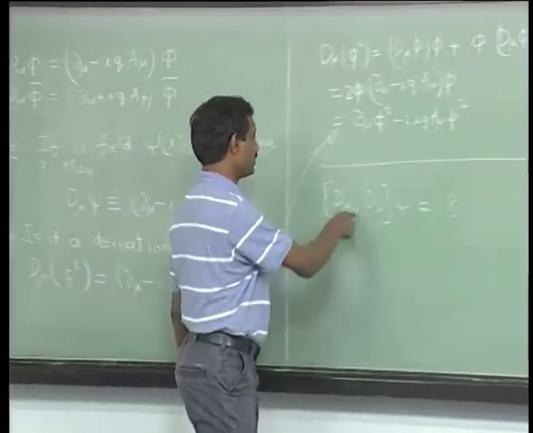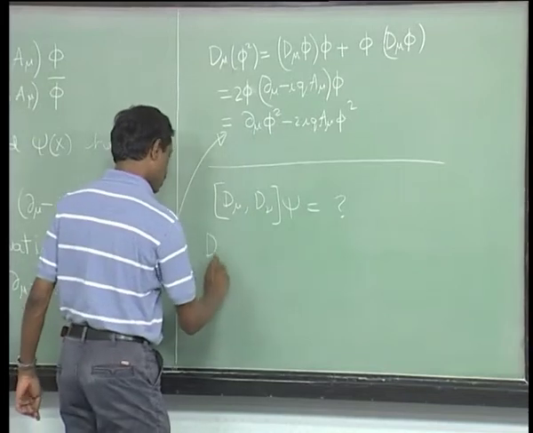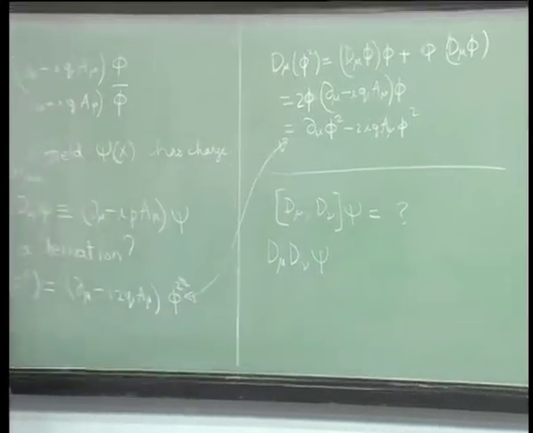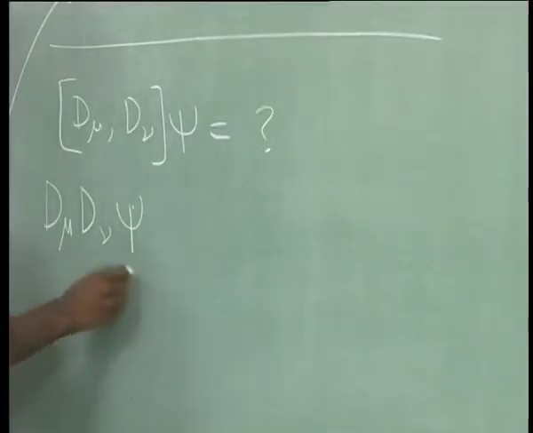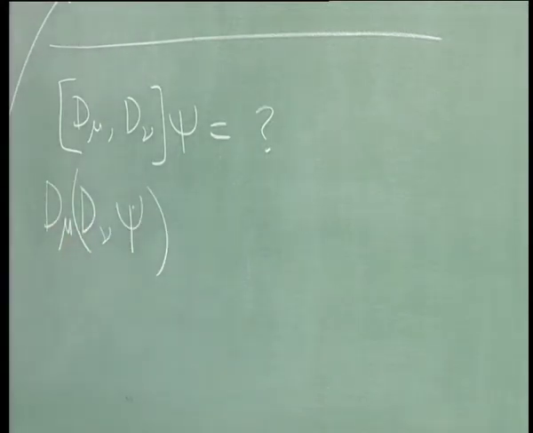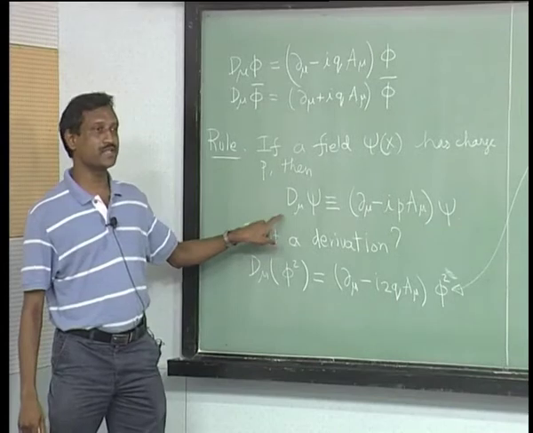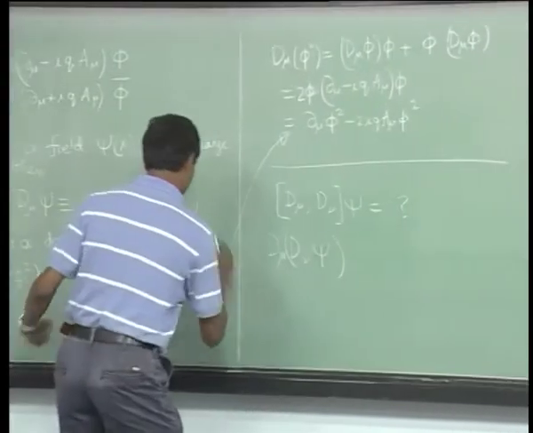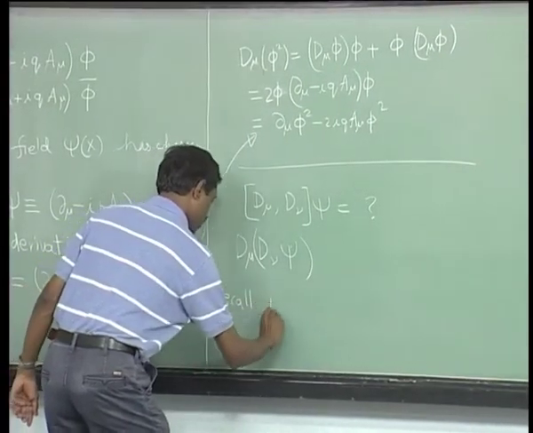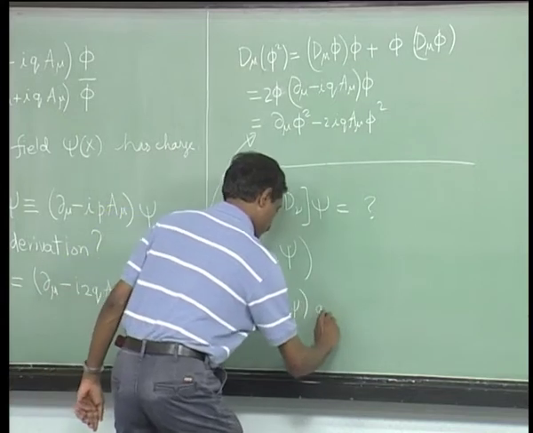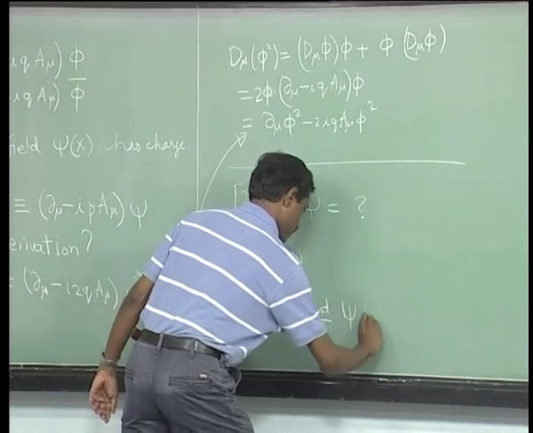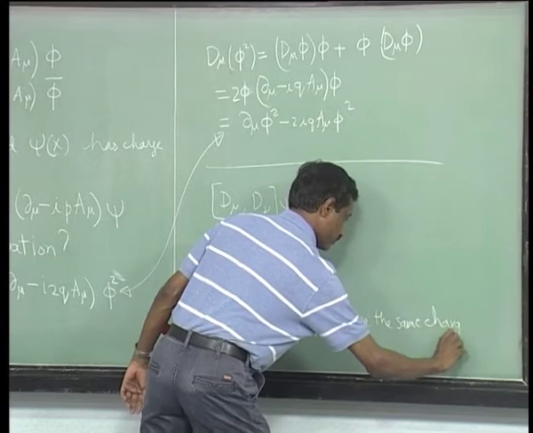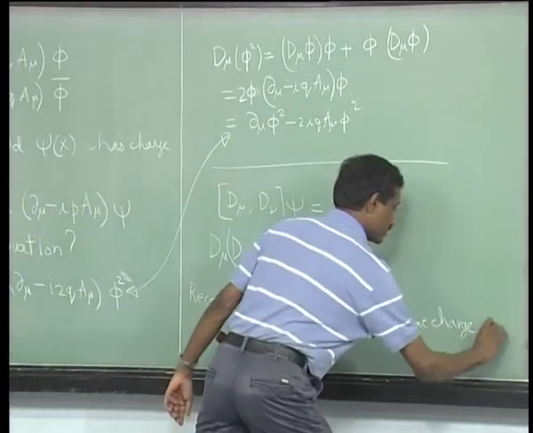The standard practice is not to work this way. What you do is to just compute D mu D nu of psi, and we can do it in steps. First point is that by definition D mu of psi has the same charge as psi, because it does not mess up the property. So, we need to remember that in this case, if psi has charge p, then they have charge plus p.